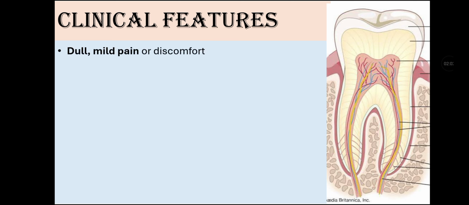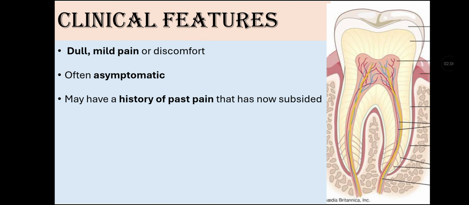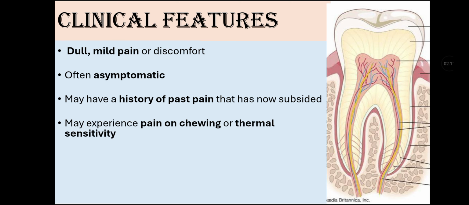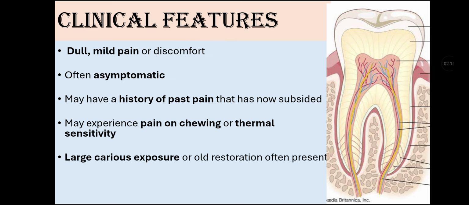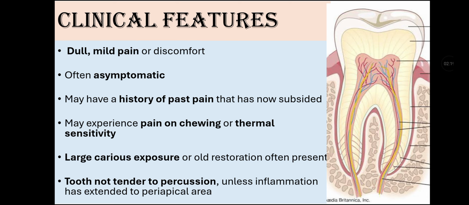Now let's talk about clinical features of chronic pulpitis. Clinical features include dull, mild pain or discomfort, and it may be asymptomatic. The patient may have history of past pain that has now subsided, and may experience pain on chewing or thermal sensitivity, and there is often a large caries exposure or old restoration present. The tooth may or may not be tender to percussion depending on inflammatory status.